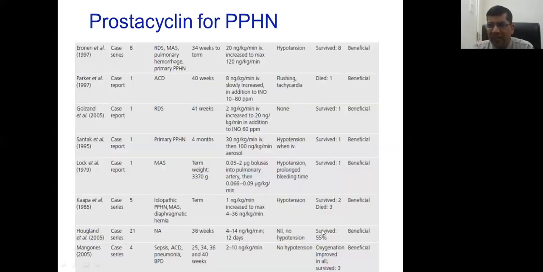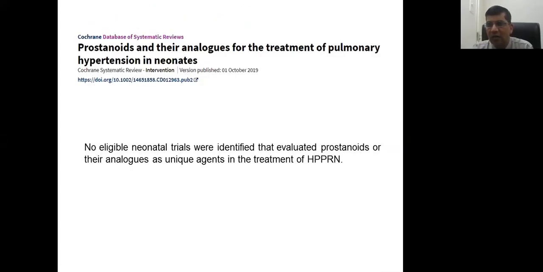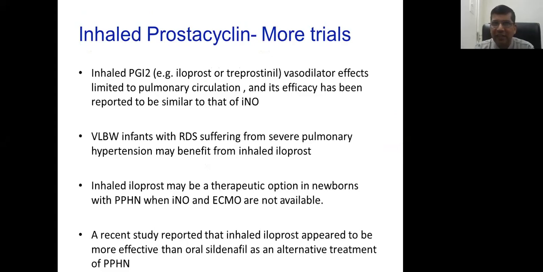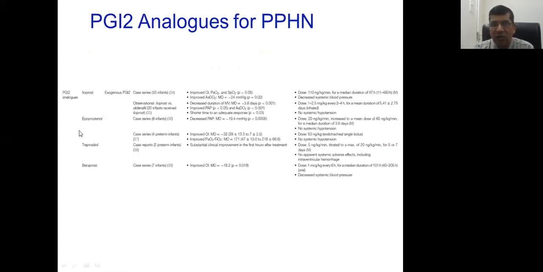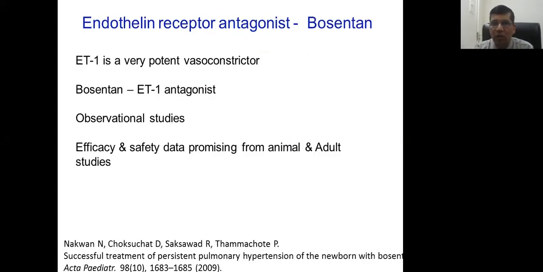There are a lot of studies, but most of the importance is now coming out for chronic pulmonary hypertension, for BPD pulmonary hypertension. So inhaled prostacyclins, a lot of studies are coming out. If you see iloprost or ibuprofen, they are the ones coming out in a big way, and in the West they are using them quite extensively.